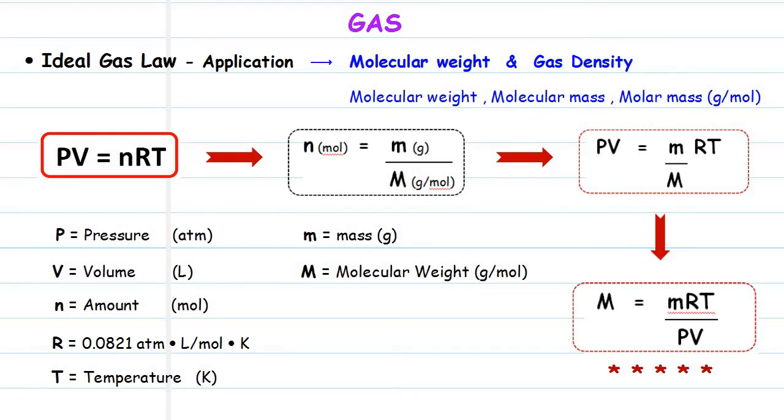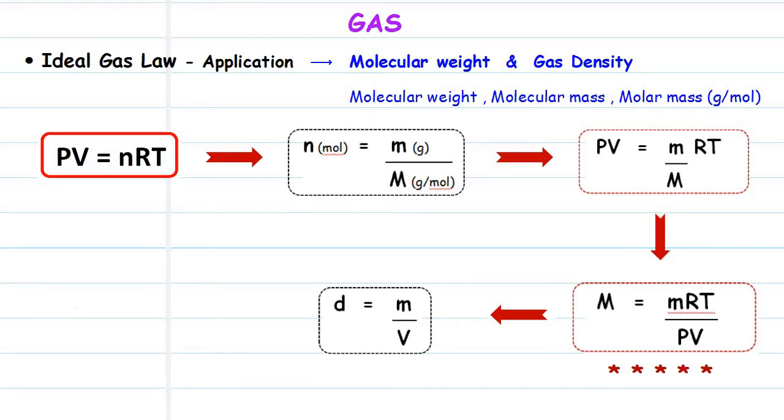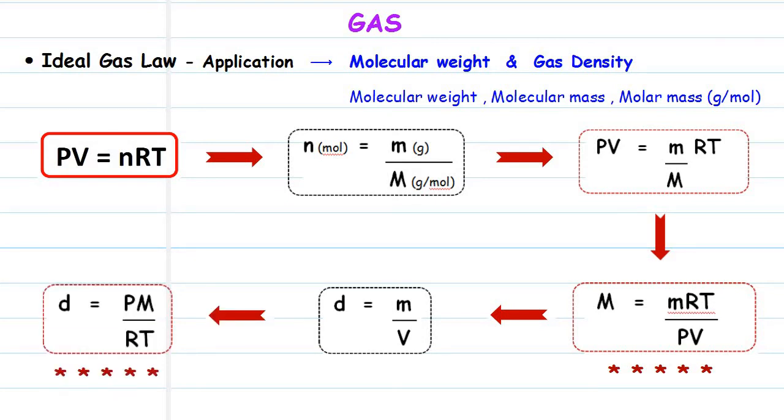But how about the density? The density, or D, equal to mass per volume, which means density can be equal to PM over RT. Now we know how to figure out gas density from the ideal gas law too. Even though these two new formulas are pretty useful, I would not recommend you memorize them. The only formula is PV equal to nRT. The rest of them you can derive easily in seconds.